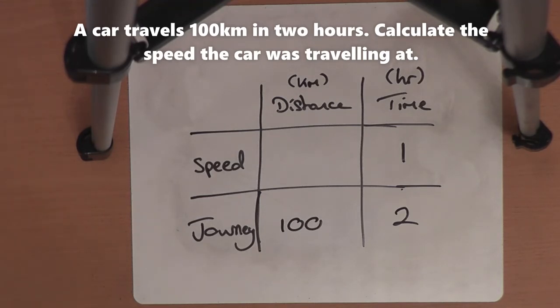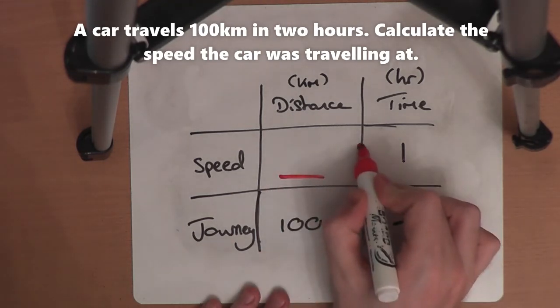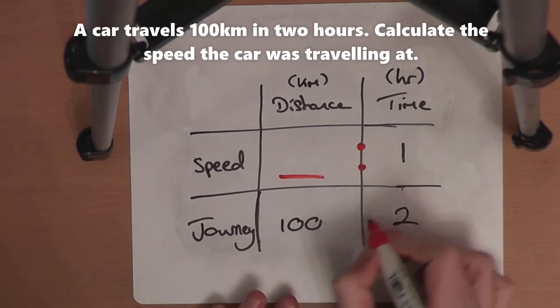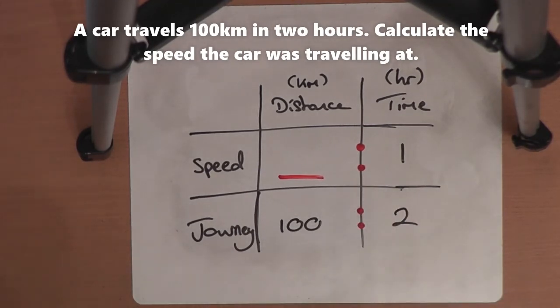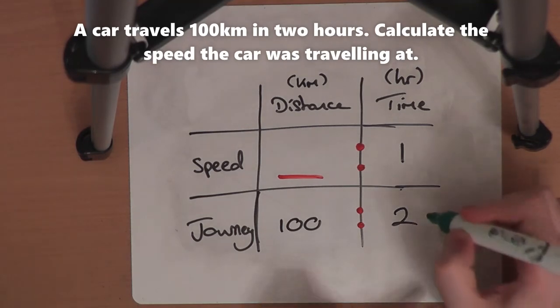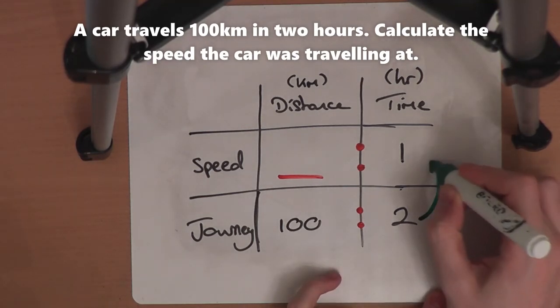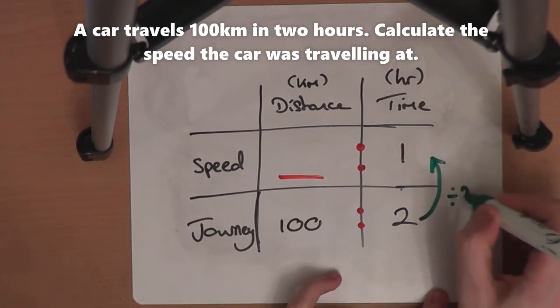We turn this into a ratio then. So we have a ratio on the top row, something to 1. And we have a ratio on the bottom row, 100 to 2. We then start from the complete ratio, that's the one on the bottom line this time, and we ask how we get from that complete one to the incomplete one. So how have we got from 2 down to 1? We have simply divided by 2.